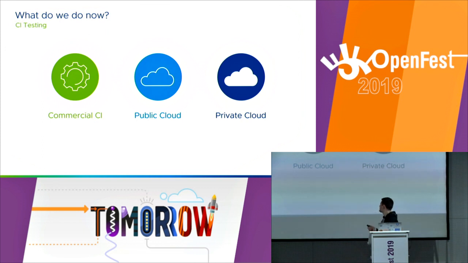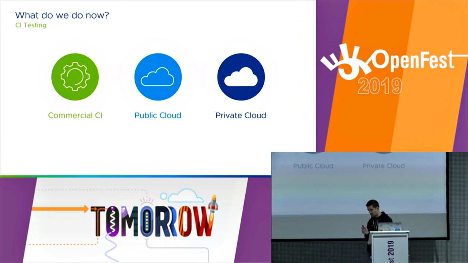Then you have public clouds and private clouds, and these are basically the way to get a proper Kubernetes cluster. Unfortunately, these solutions are not cheap, and basically in order to test your application properly, you need to spend a ton of money here, and this, especially for some small companies, is not a good idea.